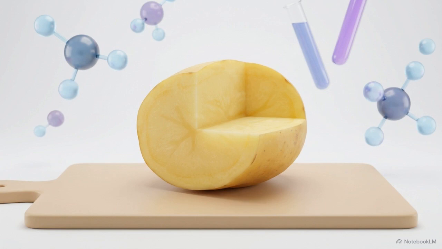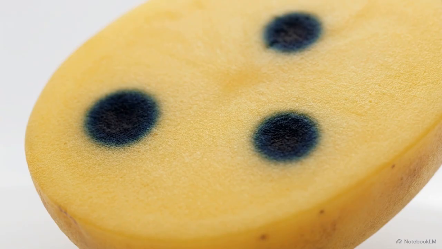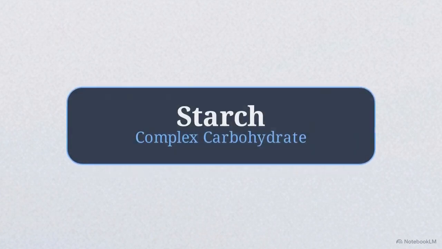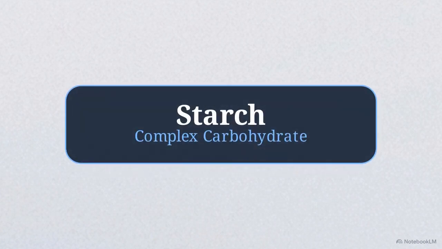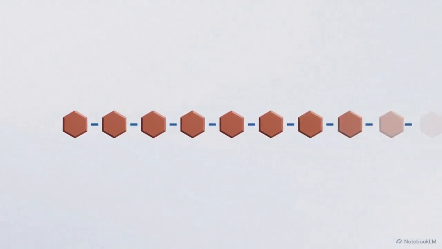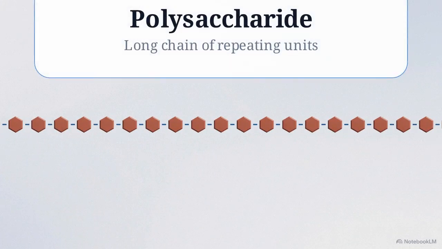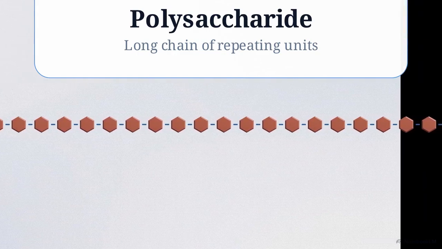Next, we test a solid sample, like a slice of potato. This time, we apply a few drops of an orange-brown liquid called iodine solution. The reaction is immediate. The iodine hits the solid surface and shifts instantly from orange-brown to a dark blue-black. This blue-black result confirms the presence of starch, which is a complex carbohydrate. These complex carbohydrates are simply massive architectures. They are built entirely by linking hundreds of those simple glucose molecules together into long chains, called polysaccharides.